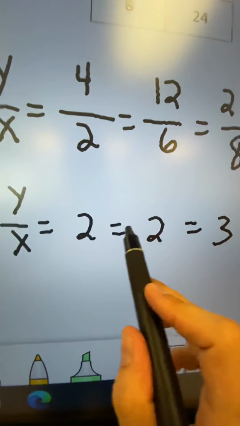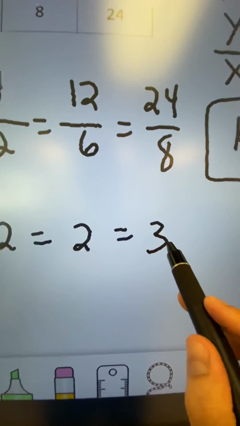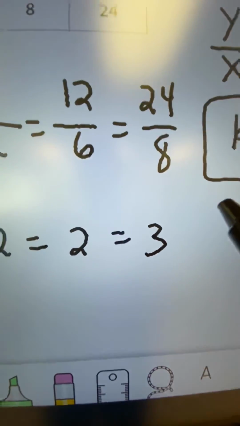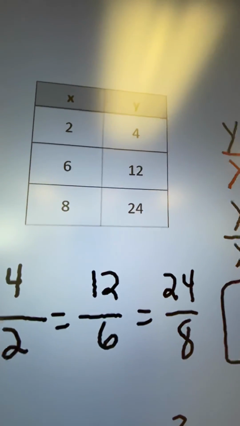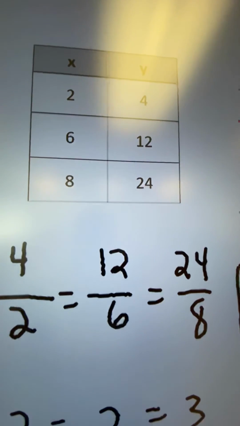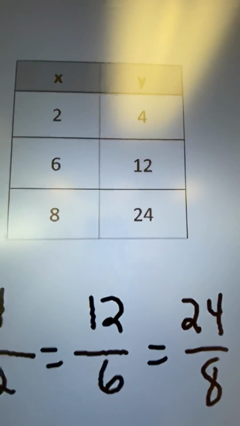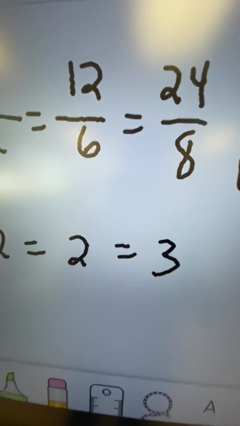So you can see that these values are not all equal to each other, because we get a different value for the last ordered pair. And since they're not all equal to each other, we know that this does not represent a direct variation equation. Therefore, we don't have to write the equation out, because if it's not a direct variation equation, we can stop at that point.